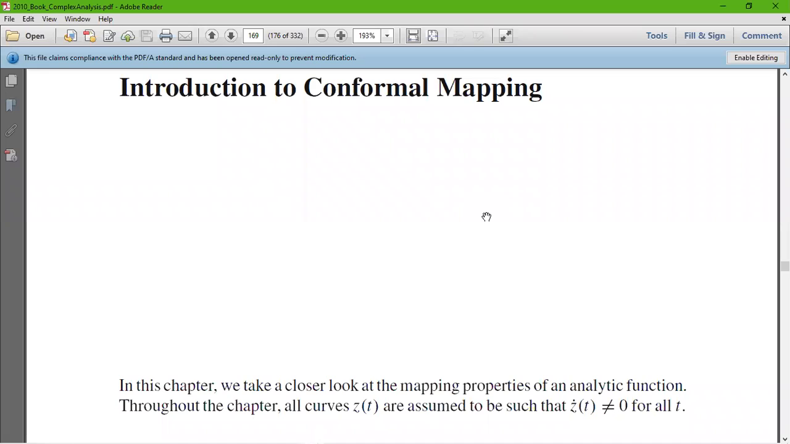Today I'm going to introduce some basic concepts related to conformal mapping, that is, the introductory part of conformal mapping. In this chapter, we deal with the mapping properties of an analytic function, a complex valued function. Throughout this chapter, all the curves z of t are assumed to be such that dz by dt is not equal to 0 for all t.